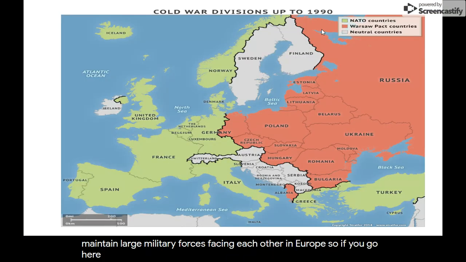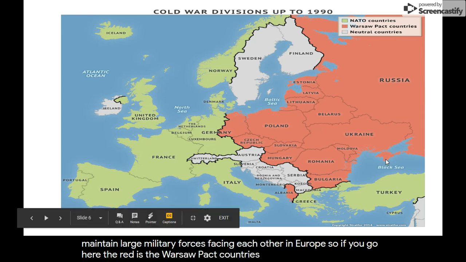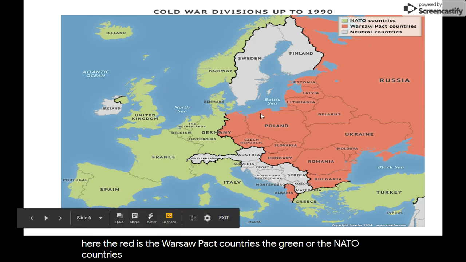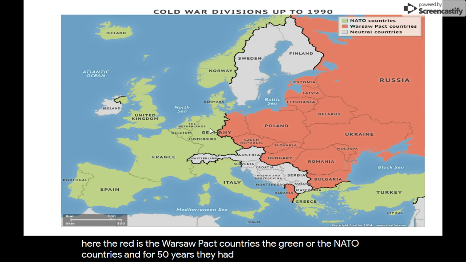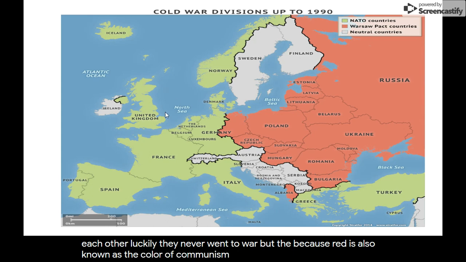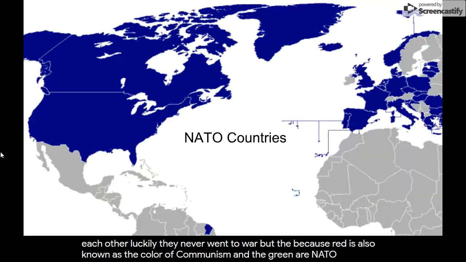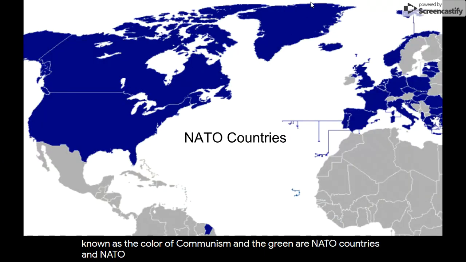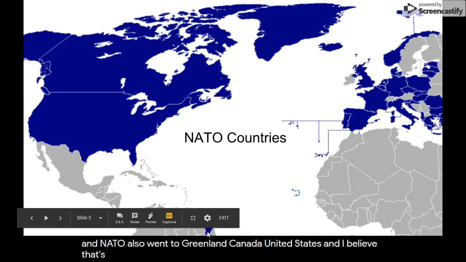So if you go here, the red is the Warsaw Pact countries, the green are the NATO countries, and for 50 years they had large militaries just right next to each other. Luckily, they never went to war. But the red is the Warsaw Pact because red is also known as the color of communism, and the green are NATO countries. And NATO also went to Greenland, Canada, United States, and I believe French Guiana was also a NATO country in South America.